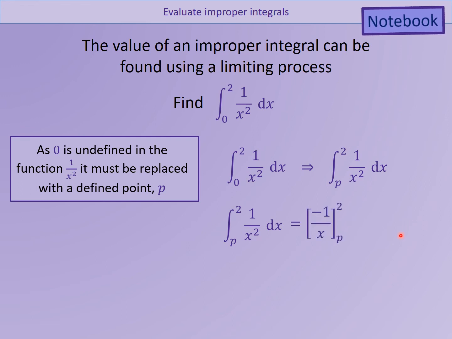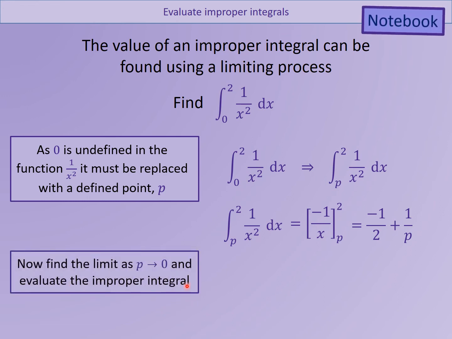We just did it. 1 over x is what it integrates to. Between 2 and P gets me minus 1 over 2 plus 1 over P. Okay, at this stage then, now I've got my answer, I can start looking at the limiting process. What happens as P tends towards 0 in this case? I'm trying to get from P to 0. So you're not replacing P for 0, you're talking about it being a limit. As P gets closer and closer to 0, what happens to this value here?